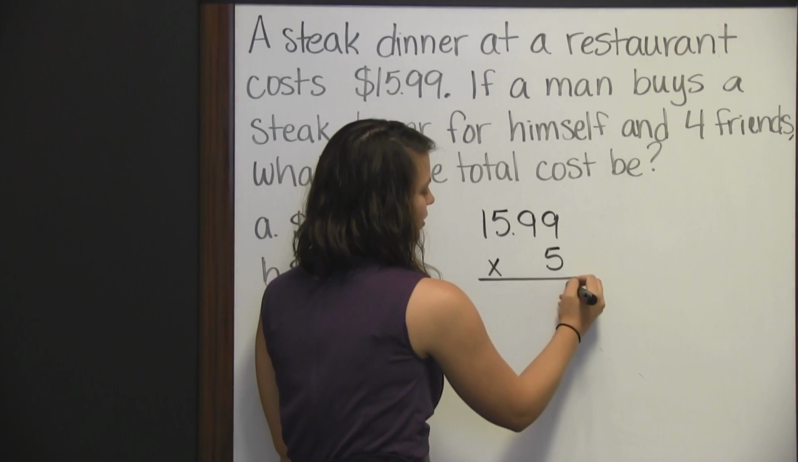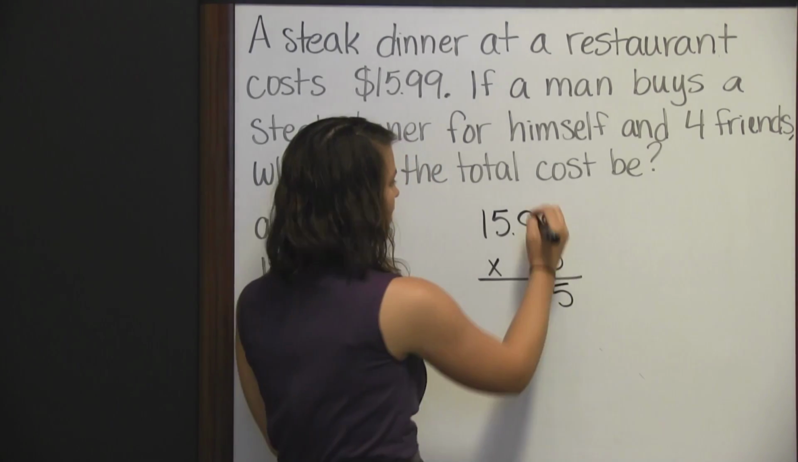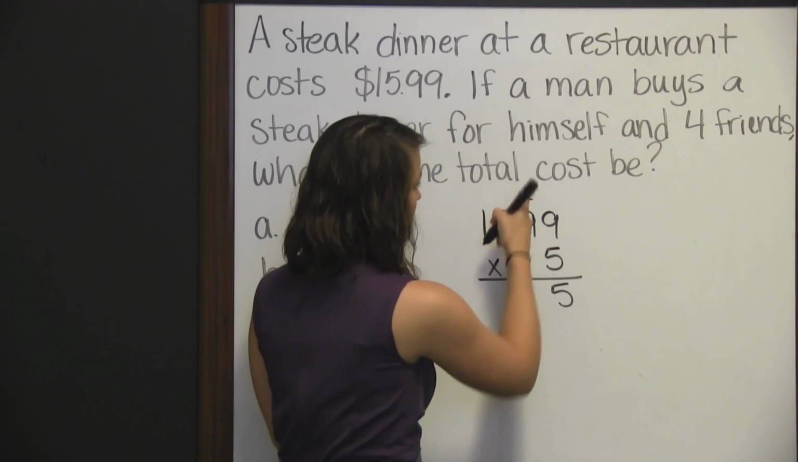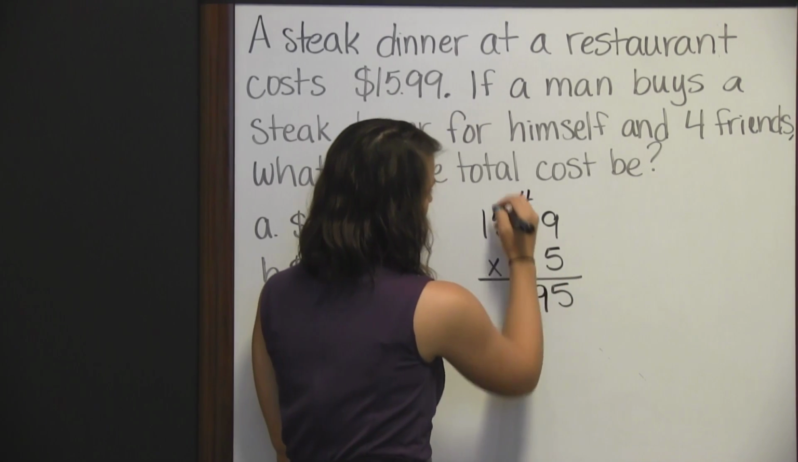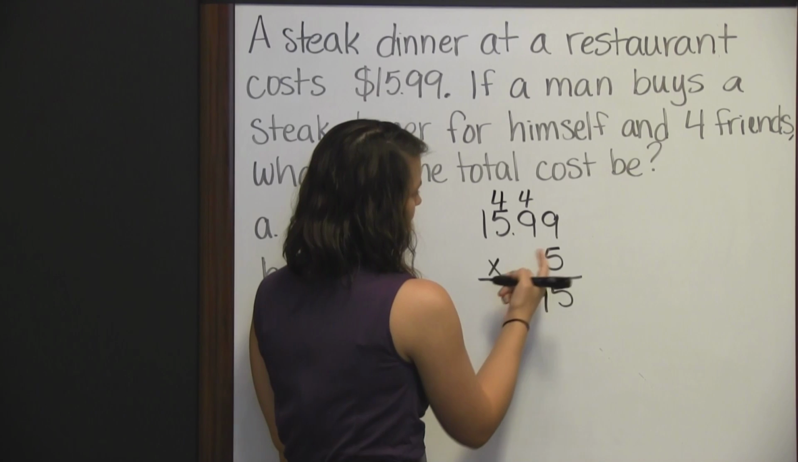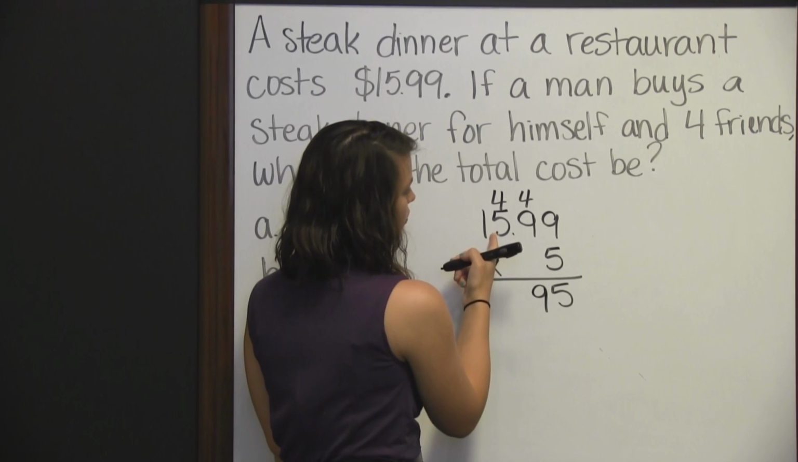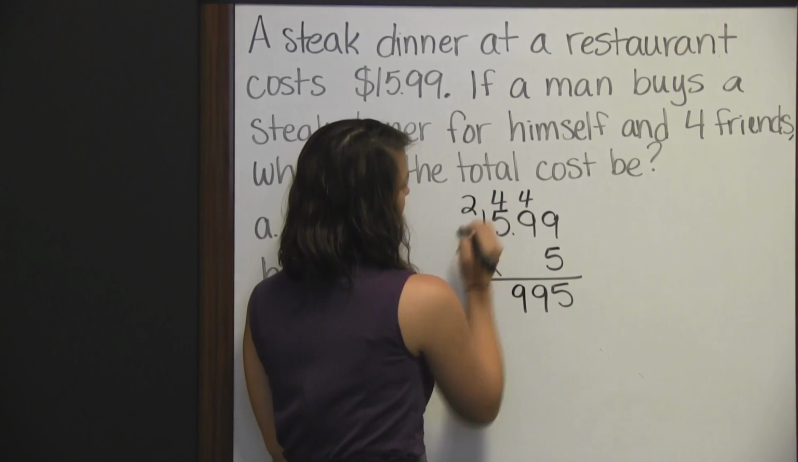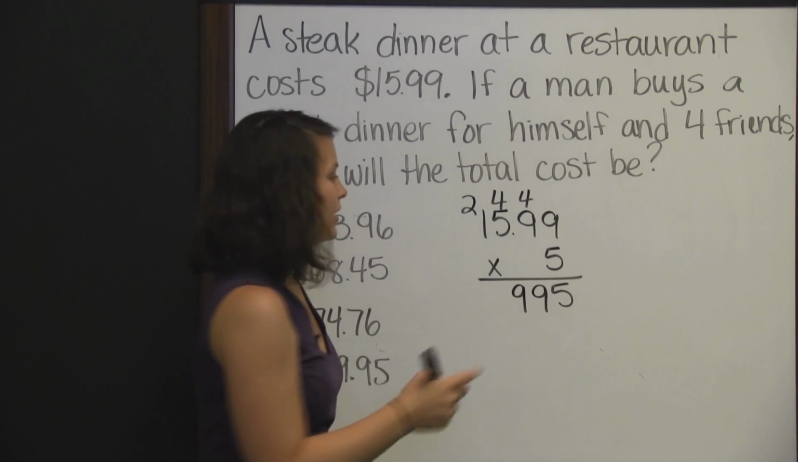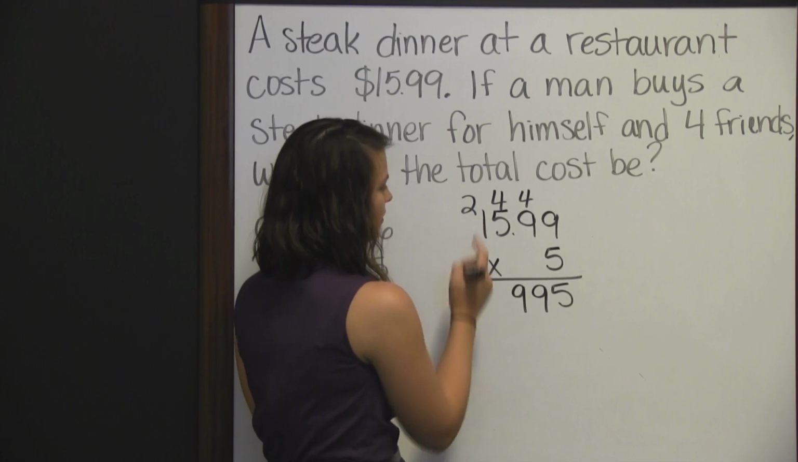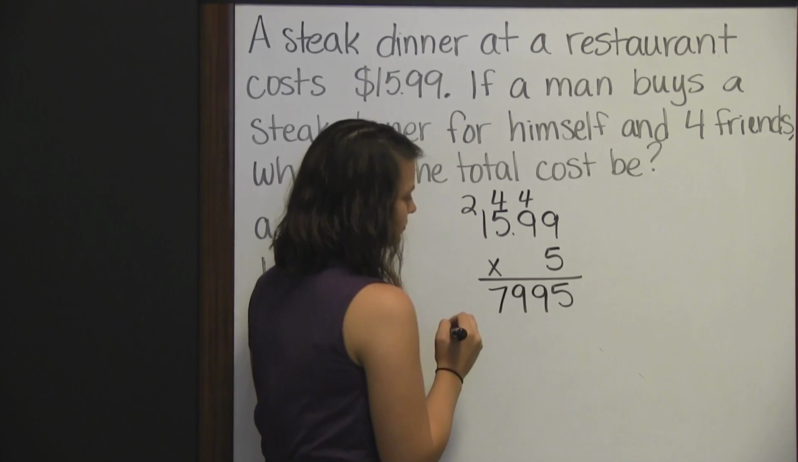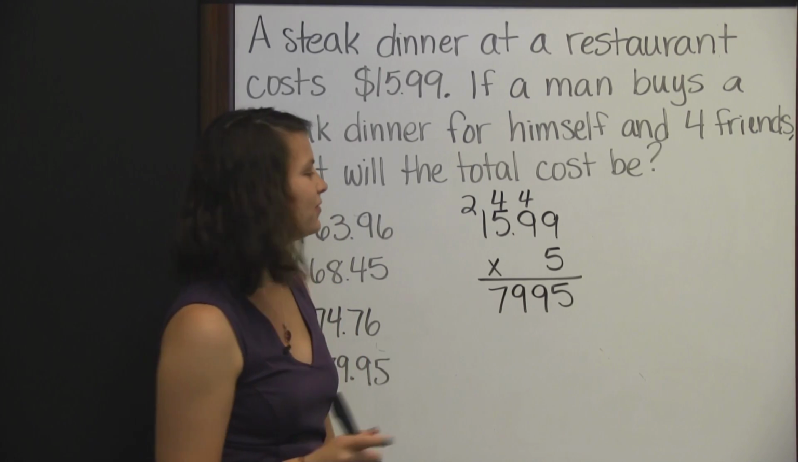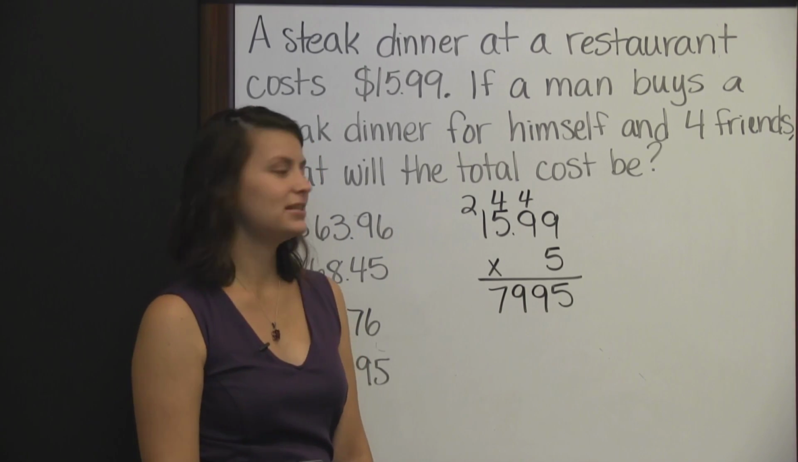5 times 9 is 45, so write the 5 and carry the 4. 5 times 9 again is 45, plus 4 is 49, and carry the 4. 5 times 5 is 25, plus 4 is 29, write the 9 and carry the 2. 5 times 1 is 5, plus 2 is 7. And now looking at that answer, that looks way too big. And the reason for that is we haven't put our decimal place in yet.